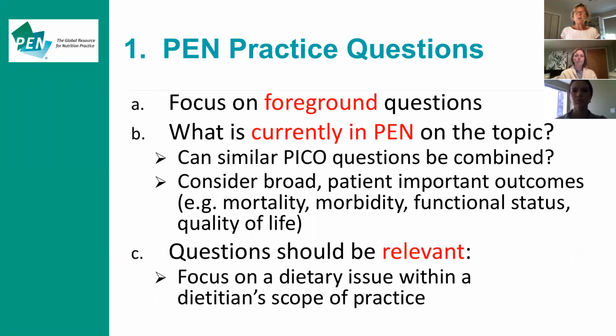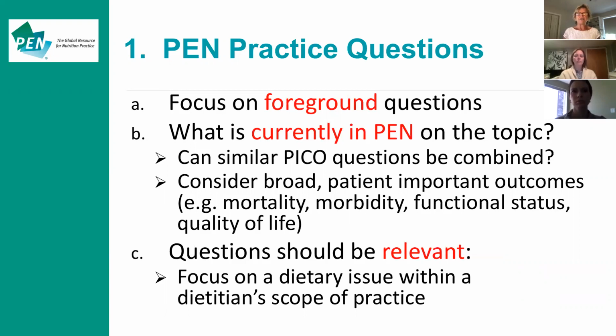So when we're talking about developing content or updating content, the first step in terms of looking at Penn practice questions is we're really focusing on foreground questions. Background information can go in the background document, but in the Penn questions, we really are looking at foreground questions. And it's important to look to see what is currently in Penn on the topic.